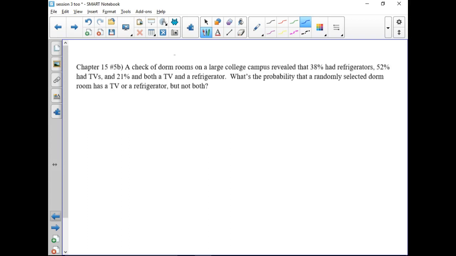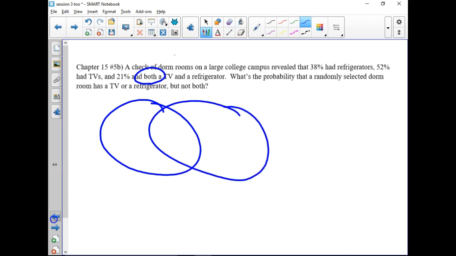A check of dorm rooms on a large college campus revealed 38% had refrigerators, 52% had TVs, and 21% had both TV and refrigerator. When you see the word both, circle it. Usually, not always, when you see the word both, you're going to make a Venn diagram. And in the Venn diagram, right away in the center, you're always going to put the both.